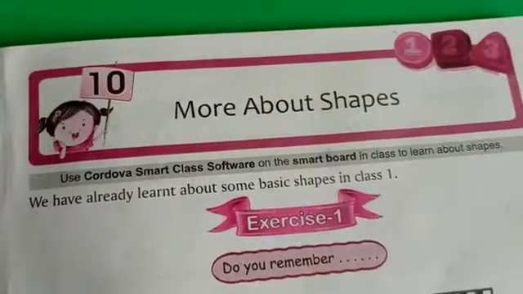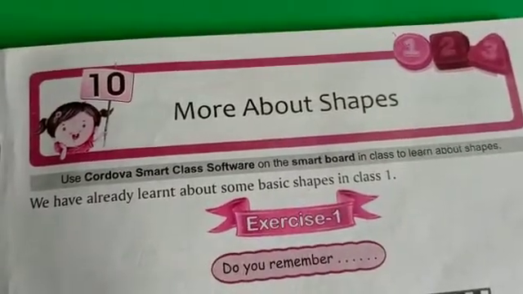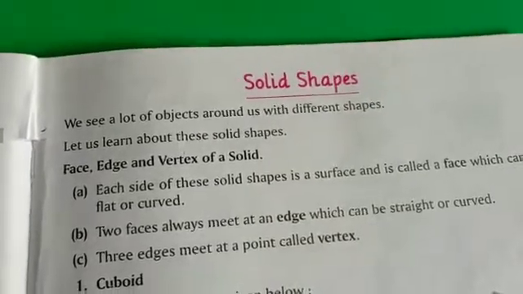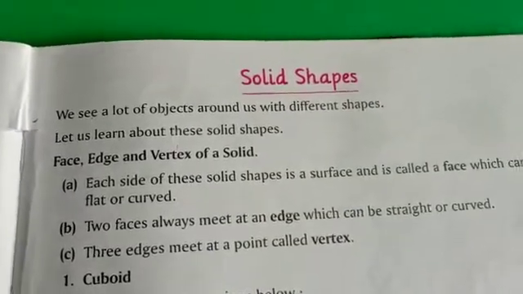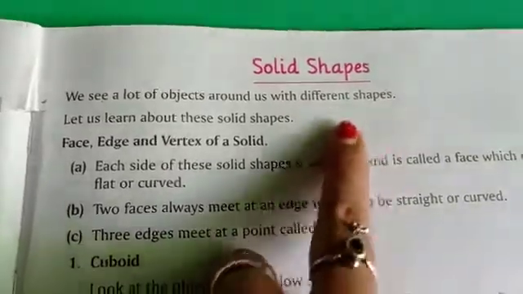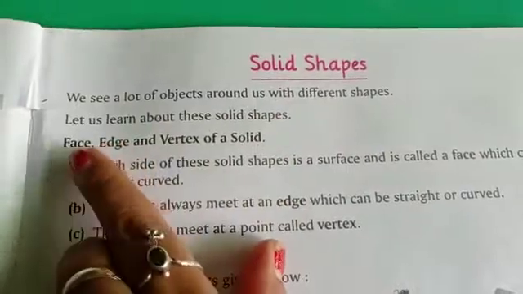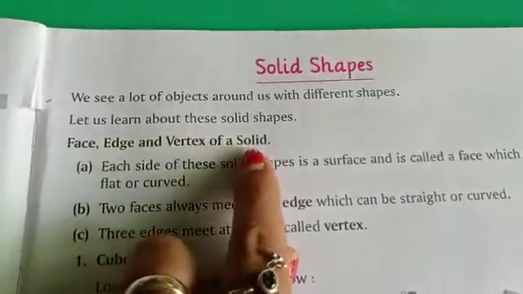Standard 2nd, Maths, chapter number 10, more about shapes. Continue from solid shapes. We see a lot of objects around us with different shapes. Let us learn about these solid shapes. So first, faces, edges and vertex of a solid.